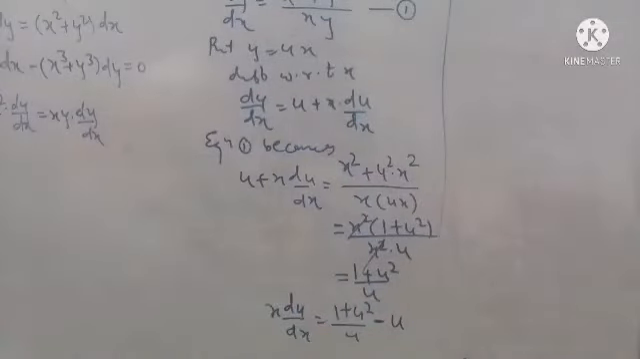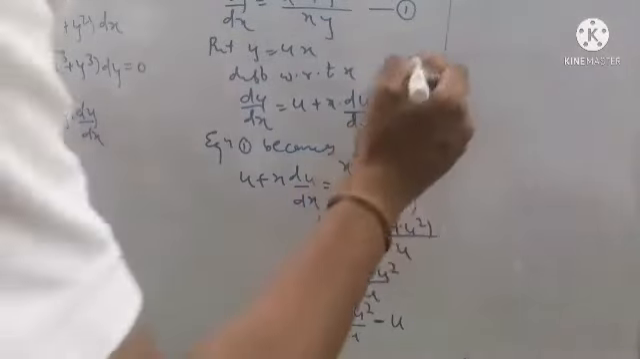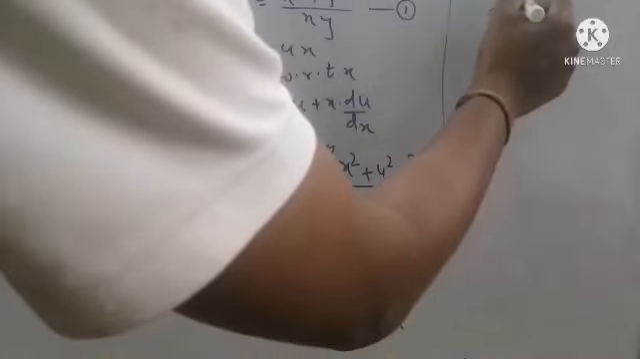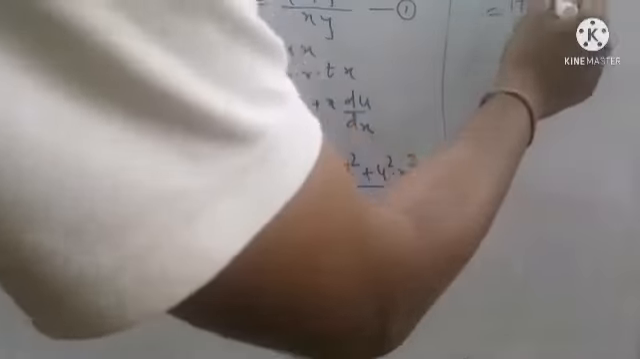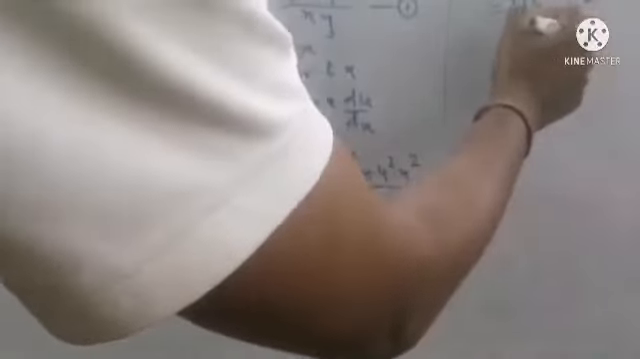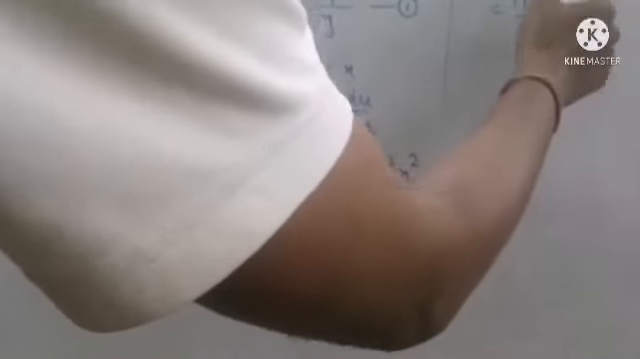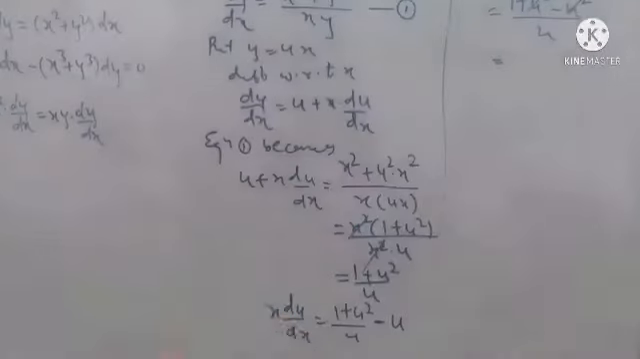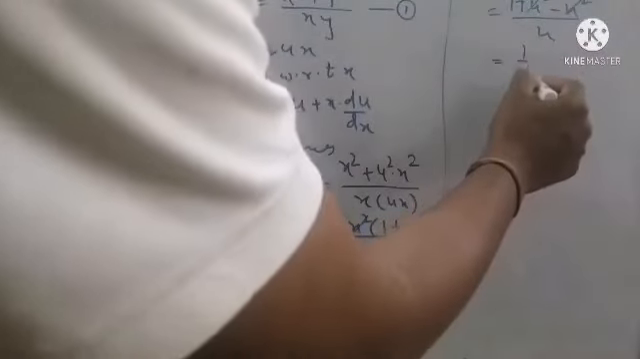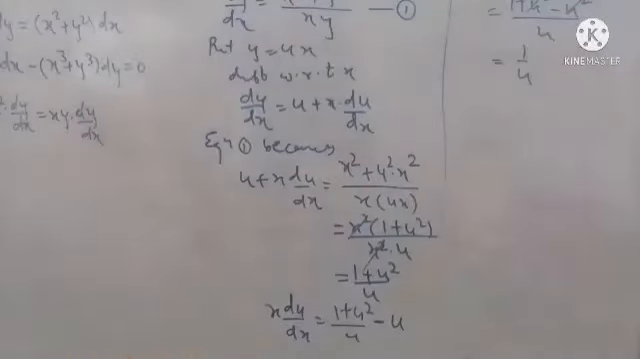To simplify, we take cross multiplication. On the right hand side we get 1 plus u square as the first numerator, and in the second numerator u into u gets minus u square, and the denominator remains u. The u square gets cancelled as plus minus, and we get 1 upon u on the right hand side.